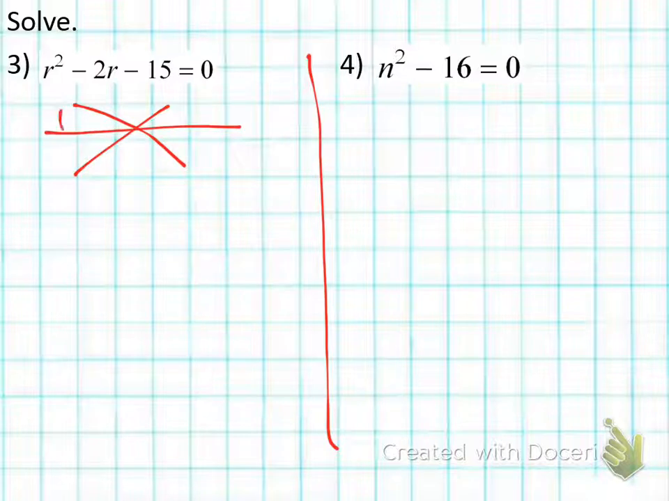So we know it's 1 and 1. 1 times negative 15 is negative 15. B is negative 2. I know I put negative 3. Negative 2. Okay, what times what is equal to negative 15, but adds up to negative 2? 3 and negative 5. Good.